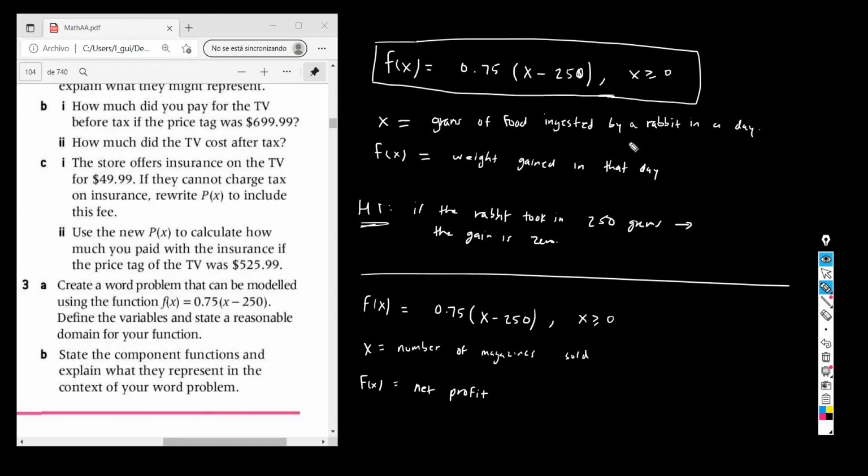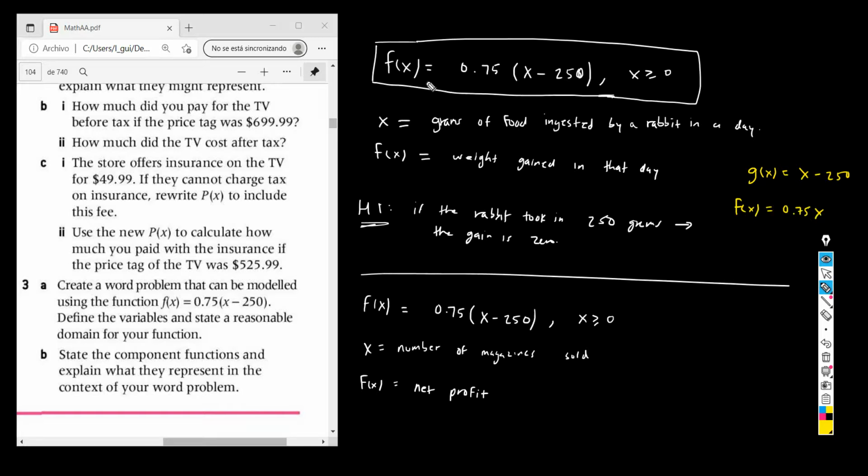And then part B tells you to state the component functions. I already did, well, kind of. I'm going to do that in yellow. My component functions are these. This is my first function, I'm going to call it g. g of x equals x minus 250. And the other function equals 0.75 times x. These are my component functions.